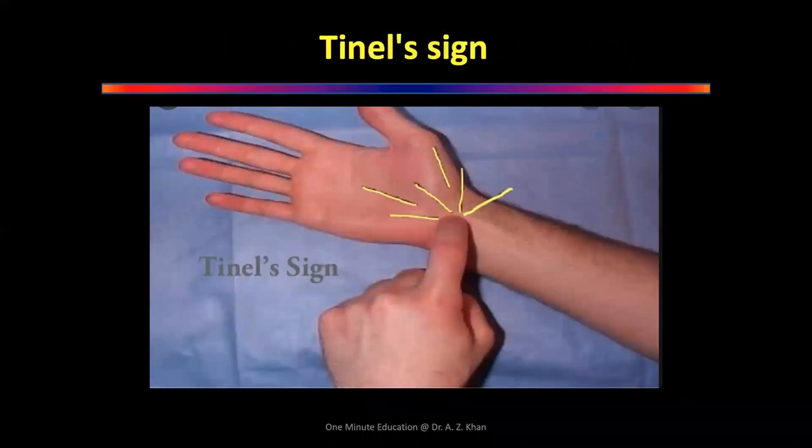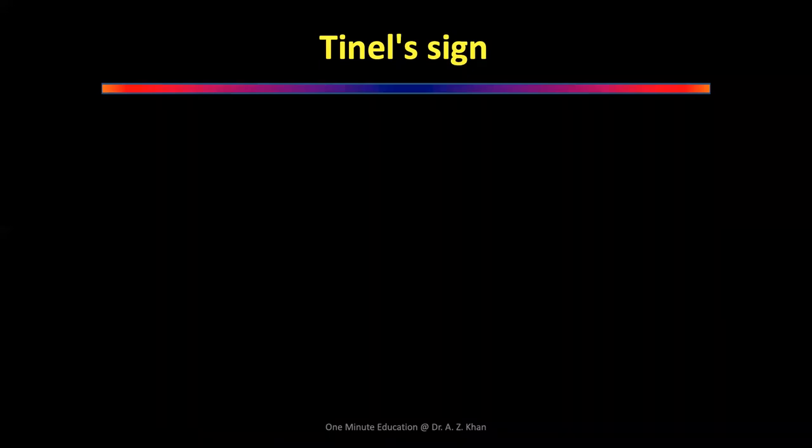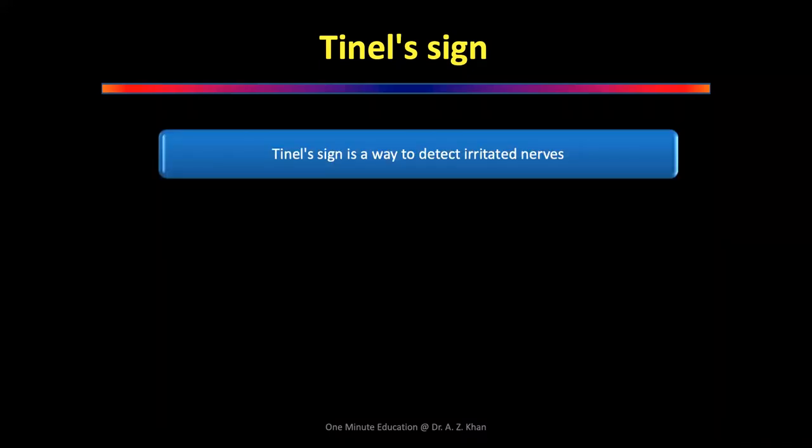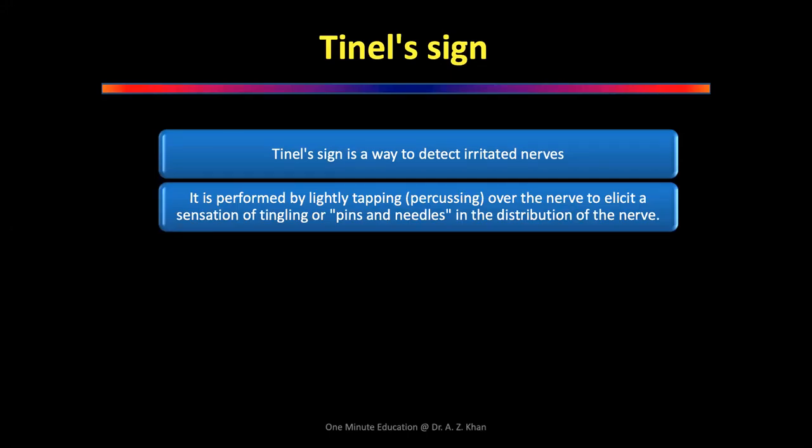Already self-explanatory. But tell me, what is Tinel's sign? Again, it's a repetition question. For one mark, tell me two conditions in which you do Tinel's sign. Okay, it's a sign for irritated nerves, okay? It's performed by lightly tapping or percussing over the nerve to elicit a sensation of tingling or pins and needles in the distribution of the nerve.